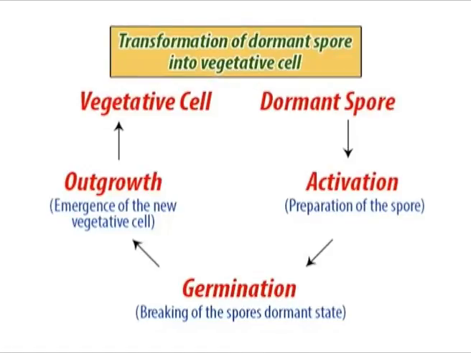Transformation of dormant spores into active vegetative cells is a complex multi-stage process that includes activation, preparation of the spore, germination, that is breaking of the spore's dormant state, and outgrowth, that is emergence of a new vegetative cell.